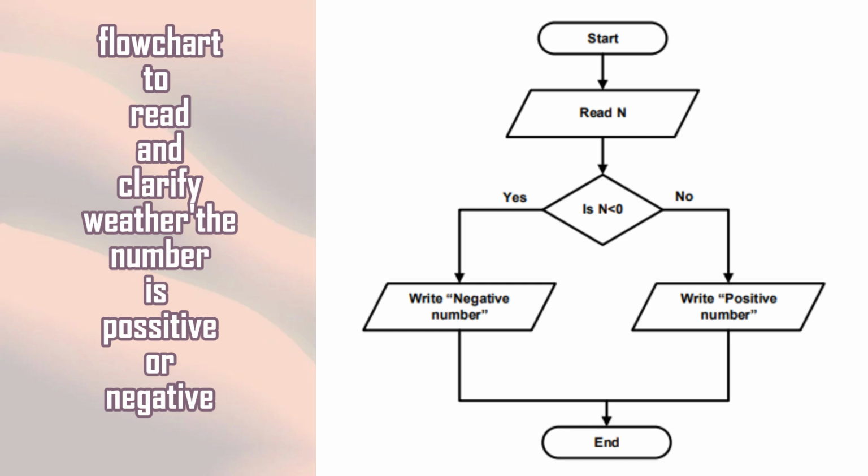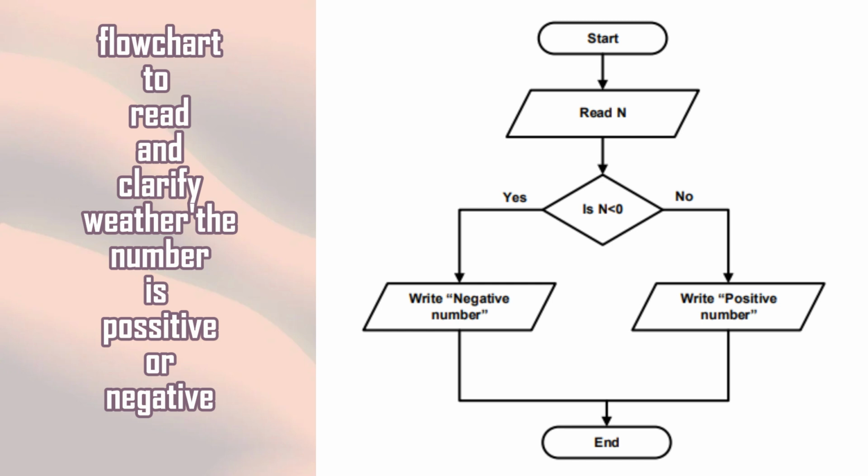So is the number n, which is the variable used instead of the number, less than or greater than 0. We are going to execute two conditions from this diamond, one is yes and one is no. If the number is less than 0, it means that it is negative, and if the number is greater than 0, it means that it is positive.